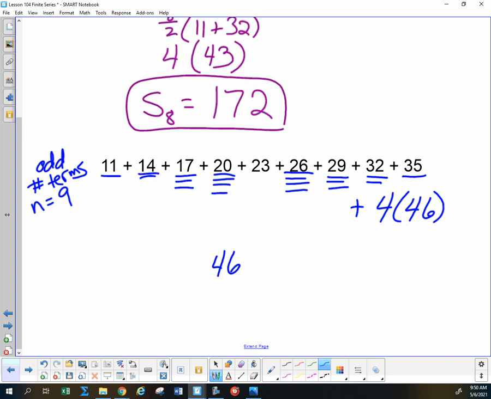Becca? 23 is half of 46. So I have a half of a 46 plus 4 times 46. So if I undistribute, I think that means I have 4 and a half times 46.